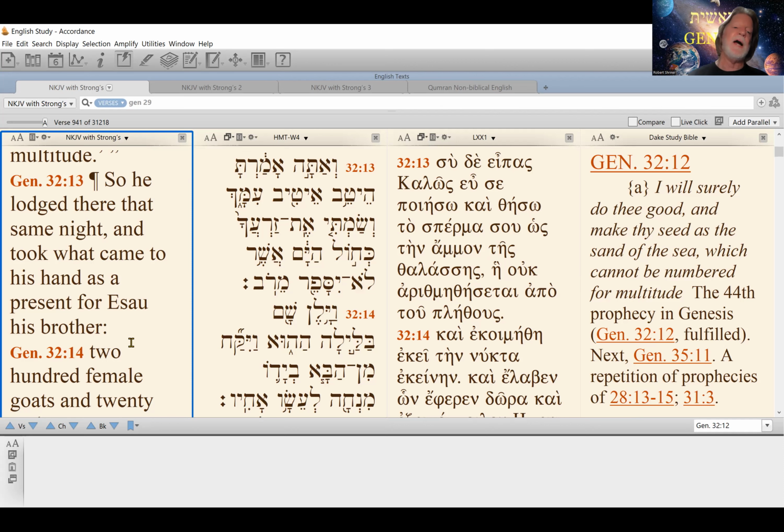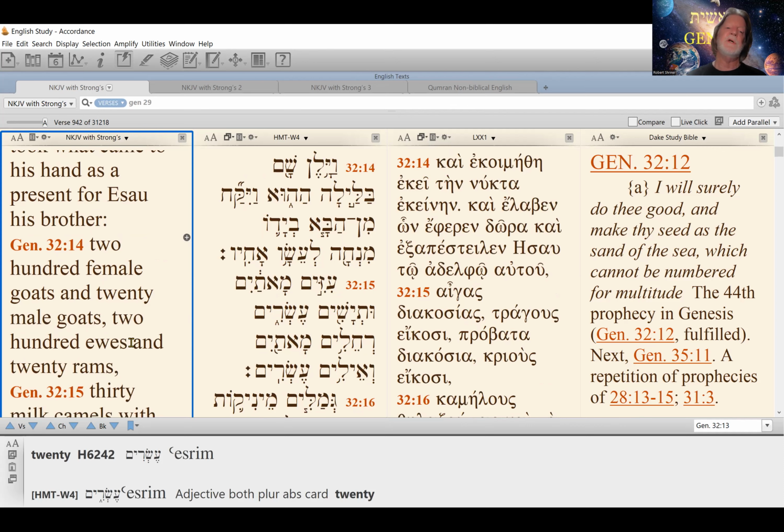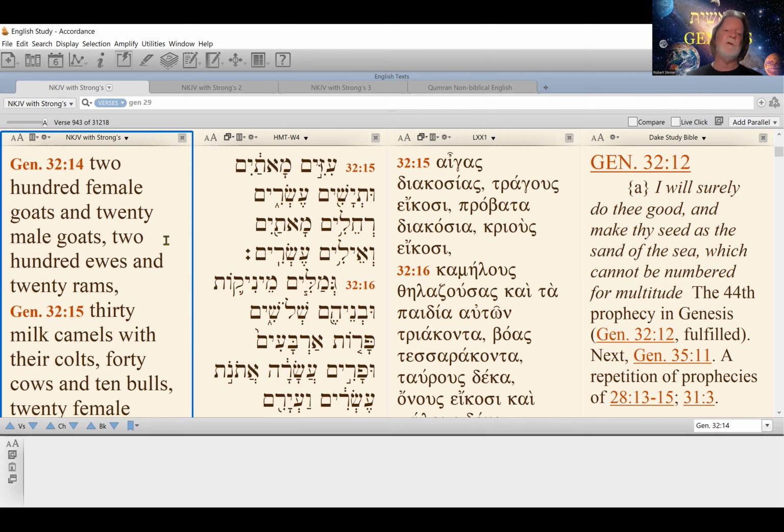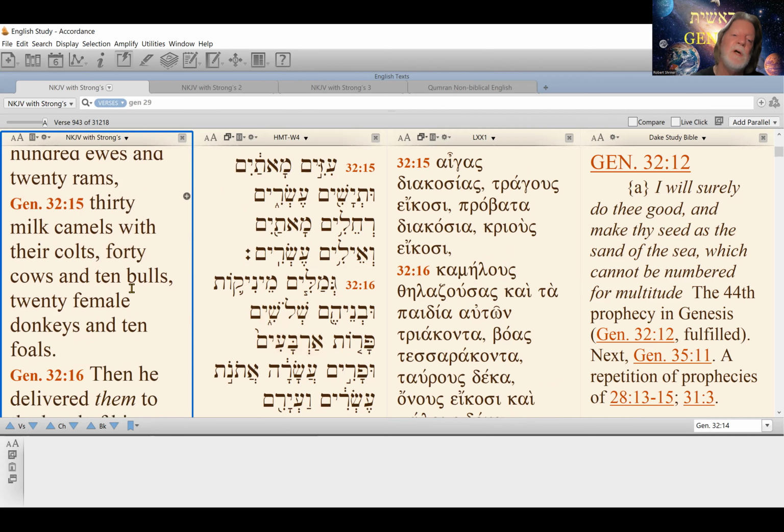So as we go through the itinerary here, as the livestock are listed off here in huge numbers, this may be what Yaakov plans to give to Esau, all of it, or maybe just a portion of it goes to him. Maybe the gift is just a portion of it. So we'll read through the animals we've got here. 200 female goats, 20 male goats, 200 ewes, and 20 rams. 30 milk camels with their colts, 40 cows and 10 bulls, 20 female donkeys, and 10 foals.